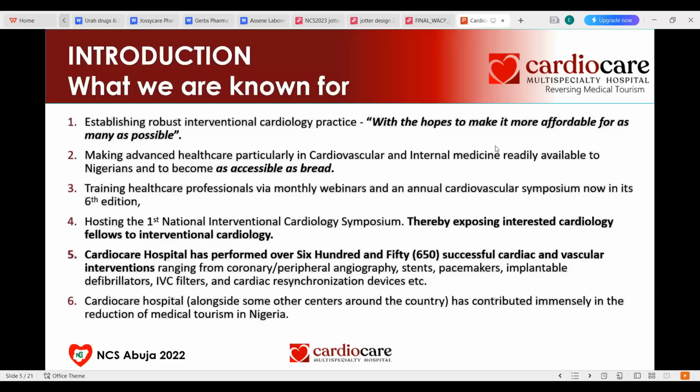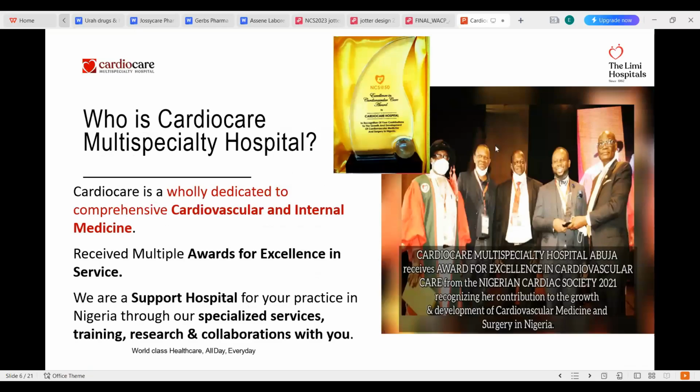Cardiac Care Hospital is located at number 5 Giza Close, right in Abuja. Cardiac Care is 60 minutes away from every part of Nigeria. If you're taking a flight from the east, west, north, or south, it's just 60 minutes. We are wholly dedicated to comprehensive cardiovascular and internal medicine. We have received multiple awards for excellence in service.